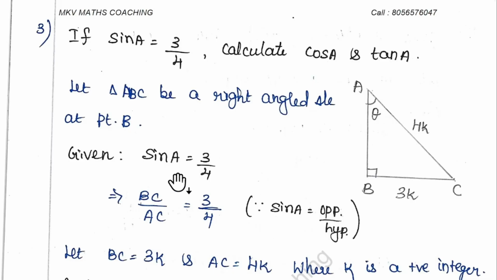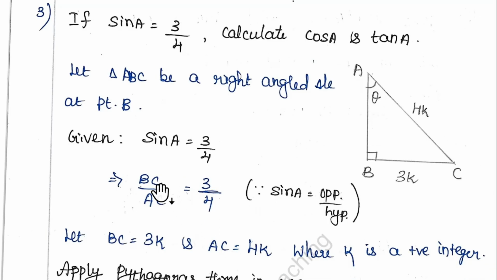So let us write first what is given. Sine A equal to 3 by 4. Sine A formula is opposite by hypotenuse. Opposite is BC. For A's opposite will be BC. Hypotenuse is AC. So BC by AC is 3 by 4. But you cannot directly say BC's value will be 3, AC's value will be 4. We cannot say, right? Maybe it is a multiple of 2 on both the sides or multiple of 3.